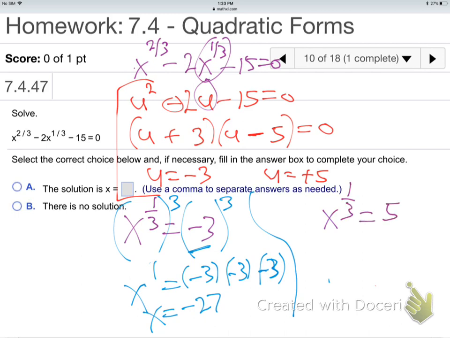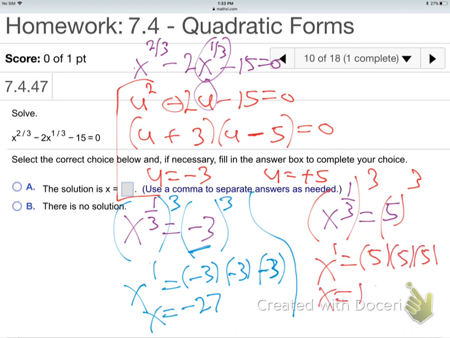Good so far? Let's try the other side. Third power on both sides is x to the 1. And this is 5 times 5 times 5, which is 125. And those are our two answers. We're done. That was easy. Is that making sense, what happened there?